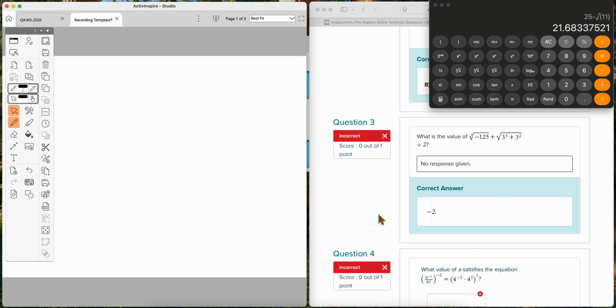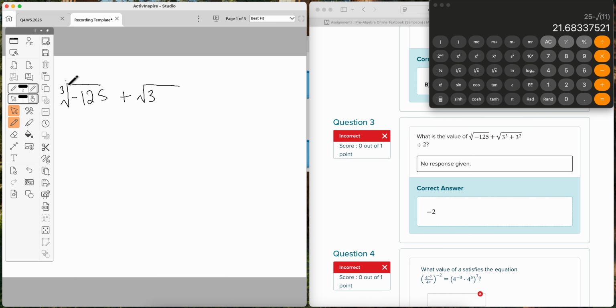What is the value of the cube root of negative 125 plus the square root of 3 cubed plus 3 squared, divided by 2? So we need to make all of these weird looking numbers into numbers we can work with first. It's really important to recognize that a cube root is not the same thing as a square root.